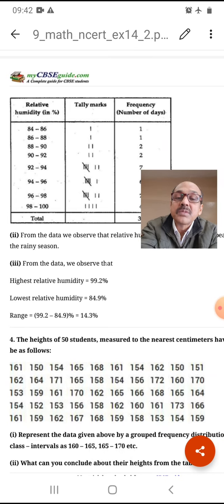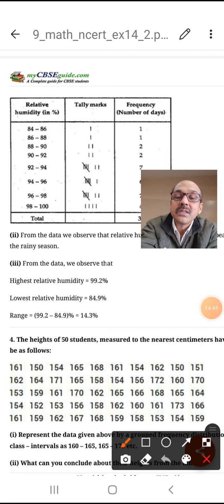And from the data we observe that the highest relative humidity given is 99.2%, and the lowest is 84.9. So range equals, we know, highest minus lowest. So highest is 99.2 and lowest is 84.9. So range equals their difference, 14.3%. So that is the range of this data.